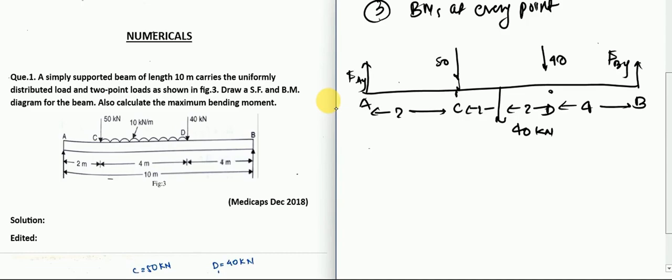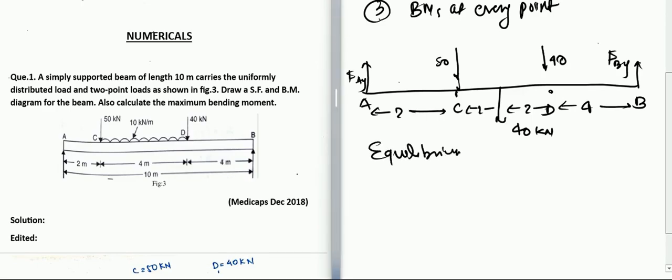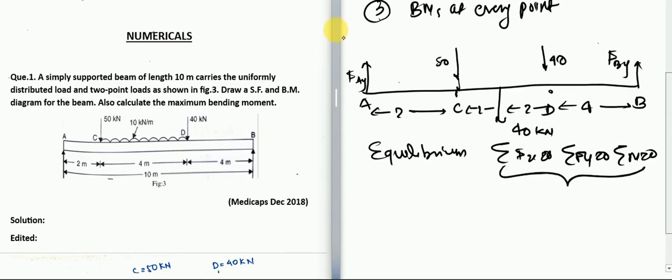So as you can see, now we can solve for FAY and FBY. If we apply the equilibrium condition of beam, we can solve it. The equilibrium conditions are summation Fx is equal to 0, summation Fy will be equal to 0, and summation of moment at any point will be equal to 0. These three conditions you can apply in any problem based on shear force and bending moment diagram.